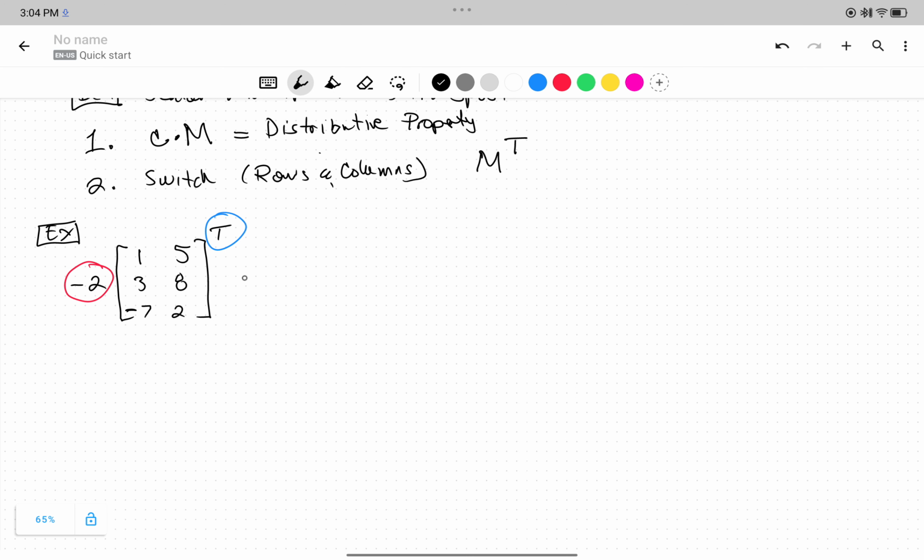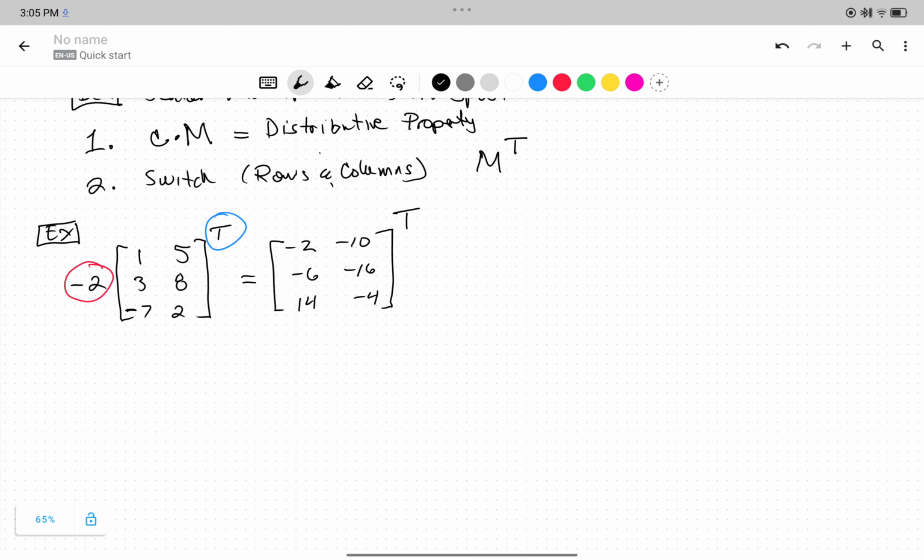All right, so scalar multiplication tells you to multiply by distributing every number inside. So multiply everything by -2 inside. So this is times 1 is -2, times 5 is -10, times 3 is -6, -16, +14, and -4.